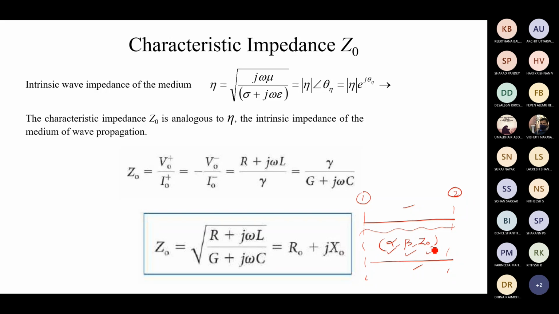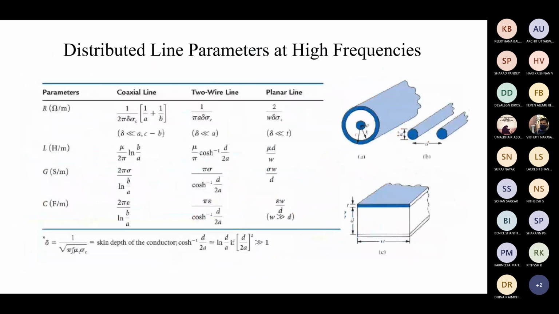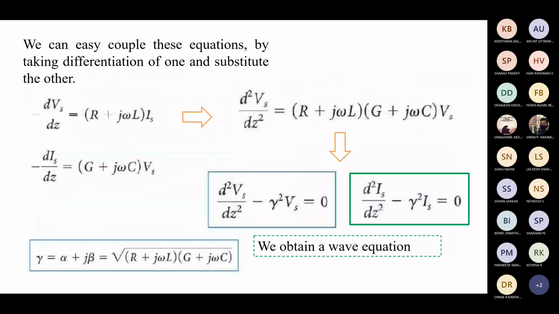And these three can be described by RLGC. So we can define the line in terms of alpha, beta, Z0 or in terms of RLGC. You should remember that the RLGC values are described per unit length: ohm per meter, Henry per meter, Siemens per meter, or Farad per meter. This is the important thing you have to notice in transmission line theory.